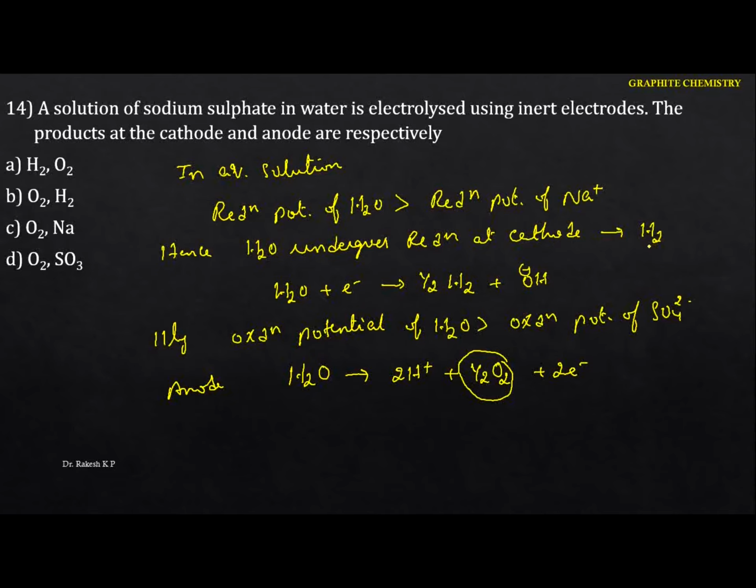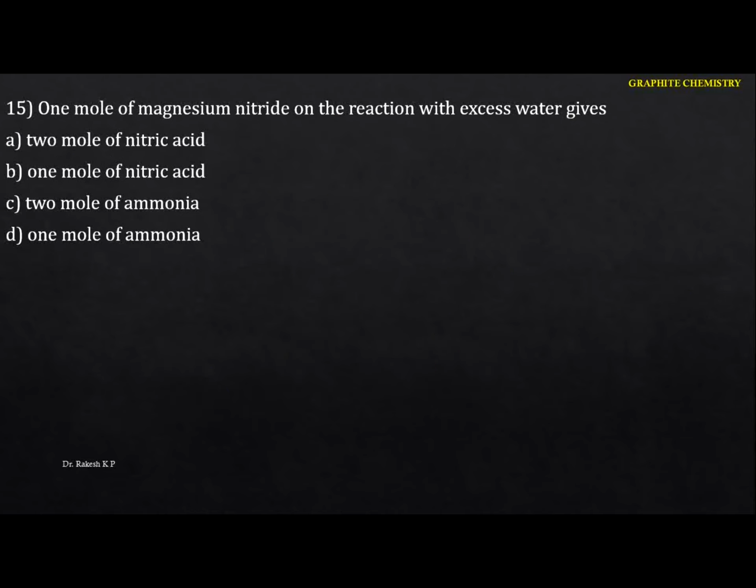Hence you have to identify the particular option. Cathode is hydrogen, anode is oxygen. Hence the option is which one? That is A. Now see the 15th question here.